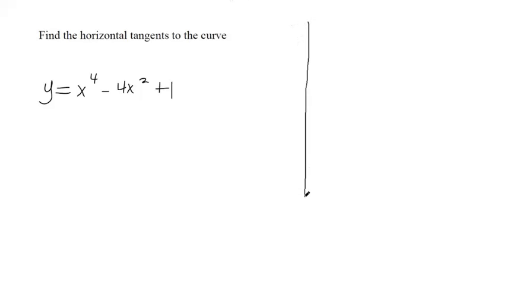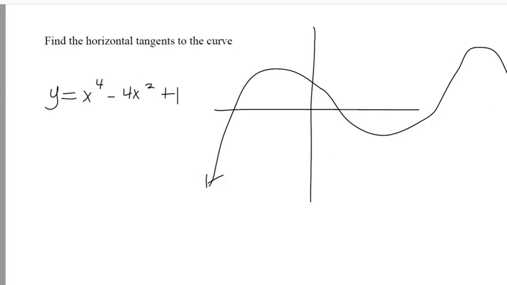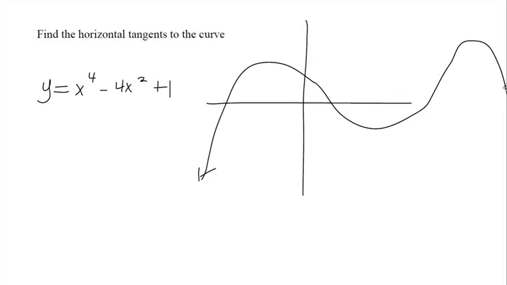If you're asked to find horizontal tangents to a curve, then you're asked to find these locations on a graph. This is just a rough sketch of what this graph might possibly look like. I didn't put too much thought into what it might look like without using the graphing calculator. Horizontal tangents are where the graph has leveled off and it's neither increasing nor decreasing at that instant.